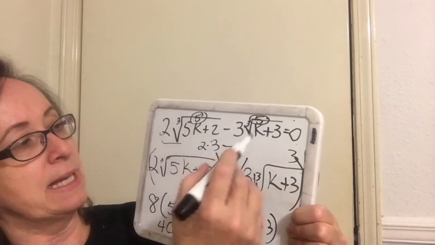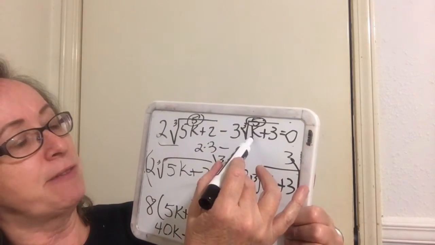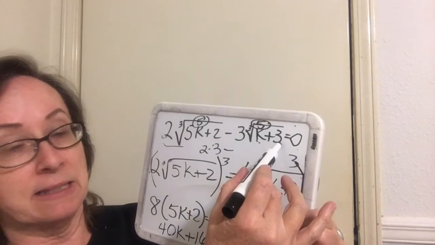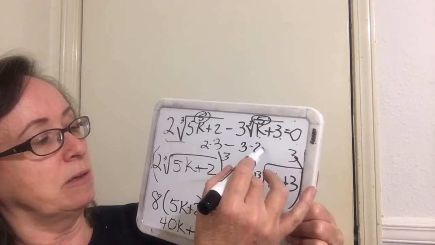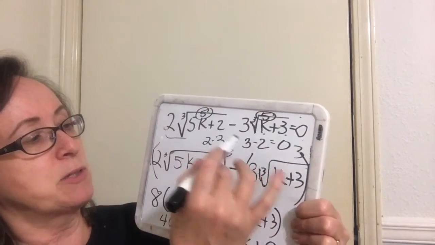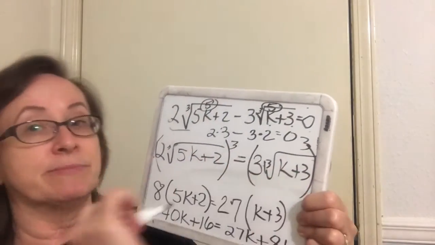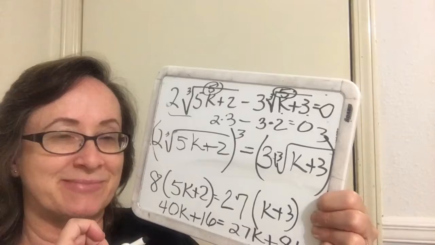Okay, minus, now I plugged in a 5 here. 5 plus 3 is 8. The cubic root of 8 is 2. 3 times 2 is 6. 2 times 3 minus 3 times 2, yep, that's 0.